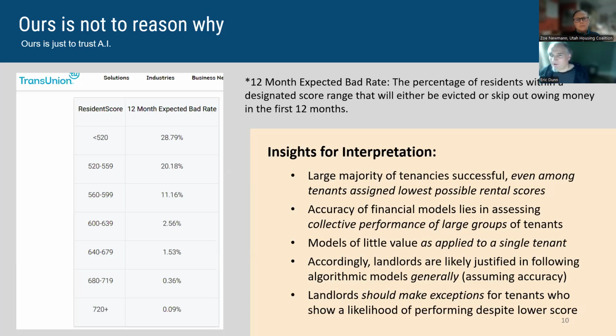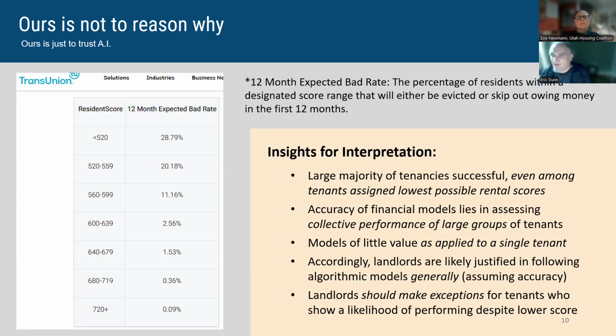And I don't even know to what extent these percentages are valid or have any accuracy, but just assuming that they are. What TransUnion says is that if you've got a 720 or above as your rental score, then you've only got a 0.09% chance of defaulting on your lease. I mean, that's infinitesimal, right? Like, pretty much any landlord is going to sign up for that.